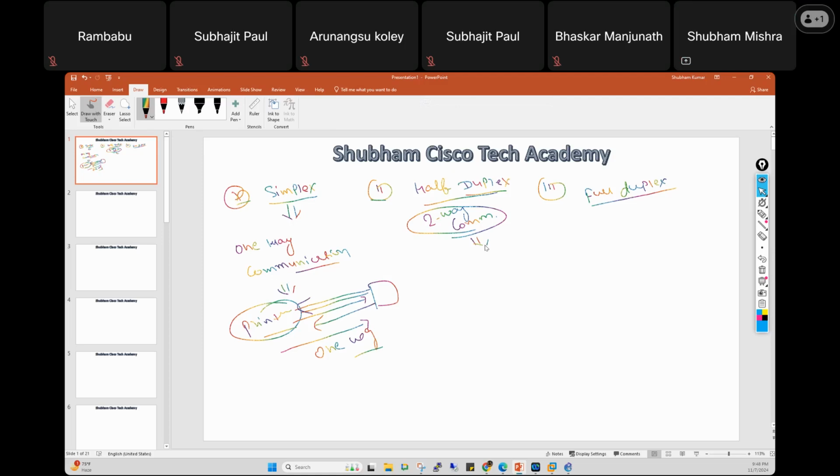It means, how can you define half duplex? It is the type of communication where sender and receiver both can send and receive the data. But in simplex, only the sender can send the data and the receiver can only receive the data. Here the receiver is not going to send you anything. That's the reason this is called simplex. But in half duplex, sender and receiver both will send and receive.